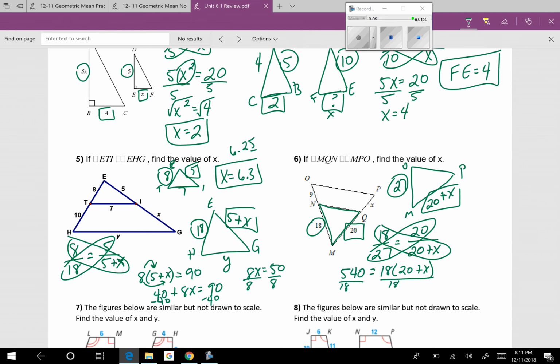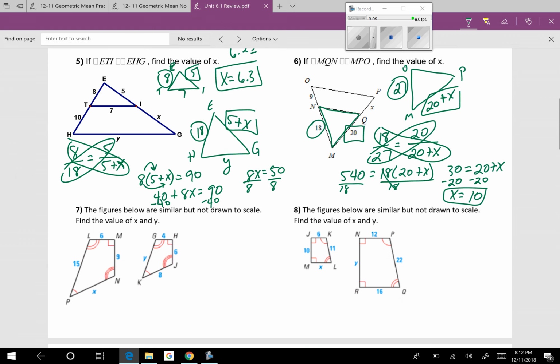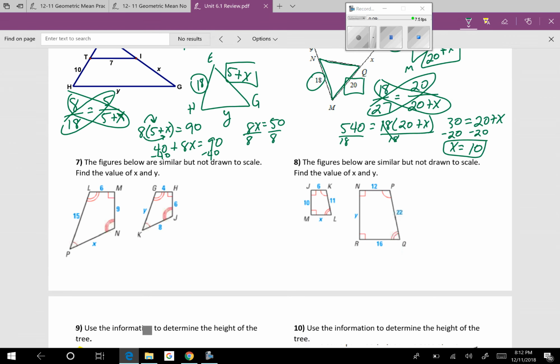So 540 divided by 18 gives you 30. And then that's equal to 20 plus x. So just take away 20. So x is 10. And that's what we were looking for. All right, number 7. It says the figures below are similar but not drawn to scale. Find the value of x and y.